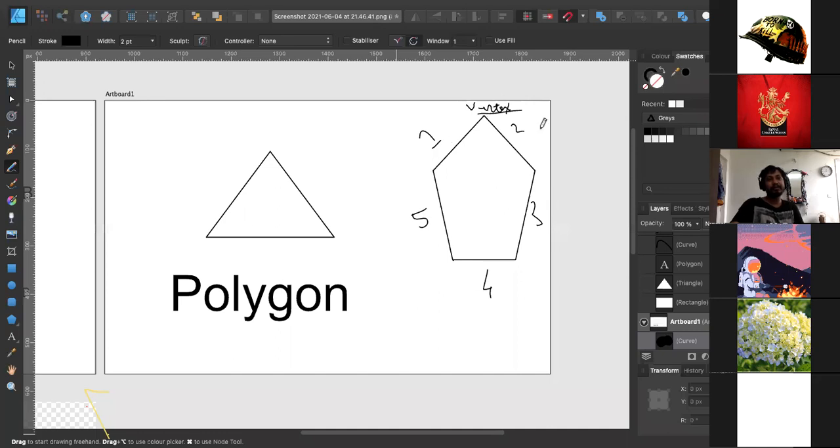So how many vertices will this pentagon have, Rudra? 5. Yes, 5. Right. And how many vertices will this triangle have, Arnav K? 3. Perfect. So 3 vertices here, right? We got 3 vertices.